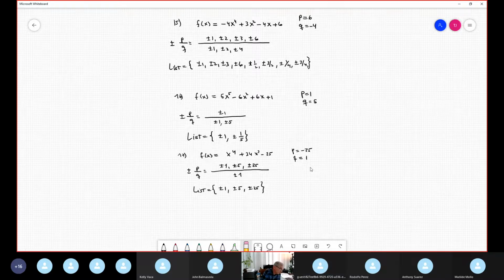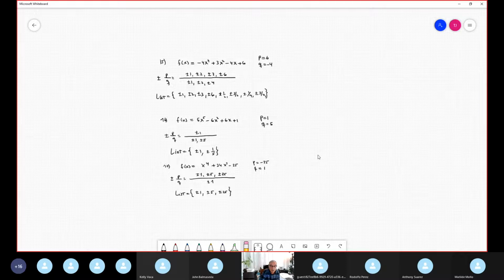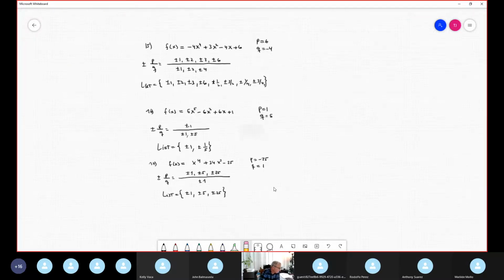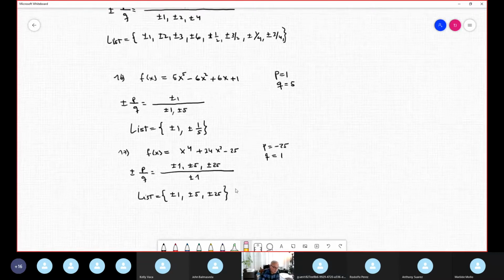Plus or minus 1, plus or minus 5, plus or minus 1/5. Wait. So I made a mistake. P and Q. P is 25. Q is 1. Something is wrong here. Wait. Oh, I copied wrong. Look, I copied wrong in my paper.